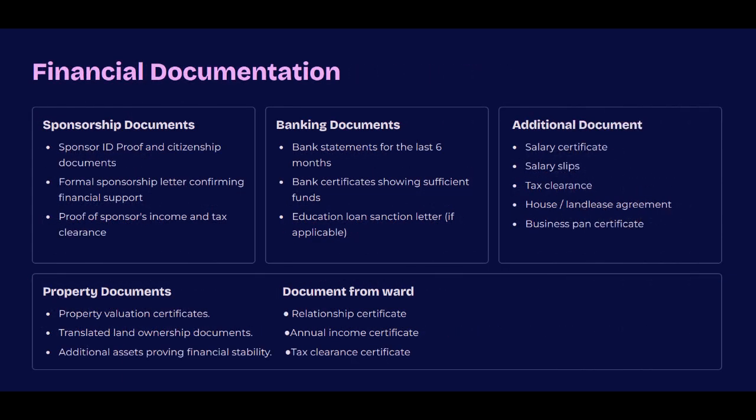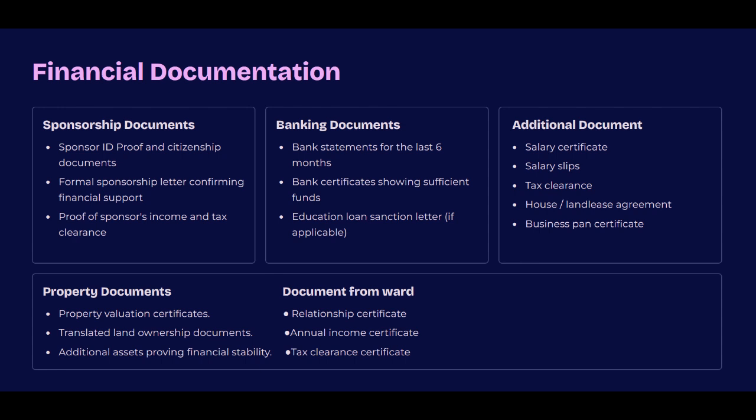And the third documentation type is financial documentation. In financial documentation, we separate it into five different types: sponsorship documents, banking documents, property documents, additional documents, and at last a document from the ward or your municipality. First, sponsorship documents. What types of documents should we submit for the sponsor? Sponsor ID proof, like citizenship, PAN card. If they have a passport, then a passport is also okay.